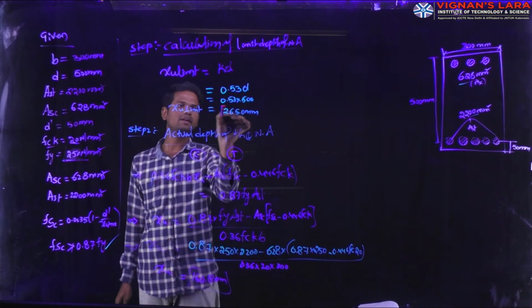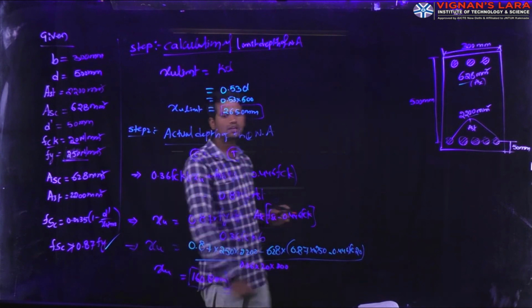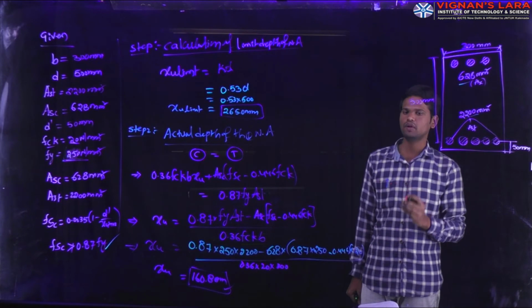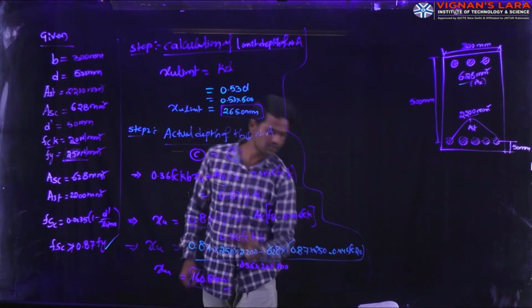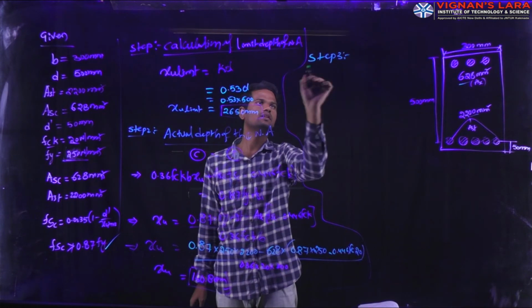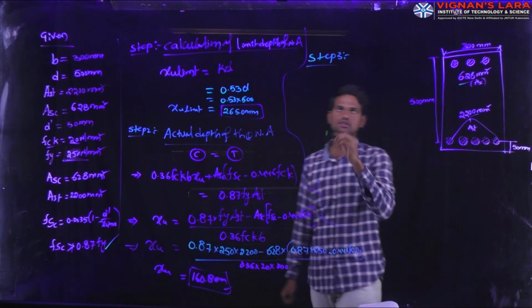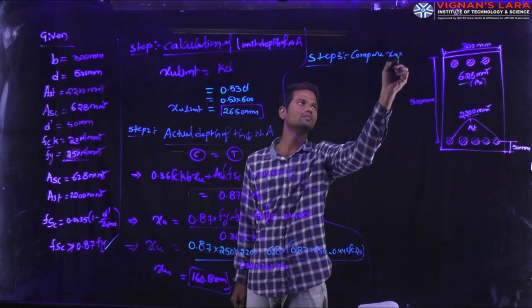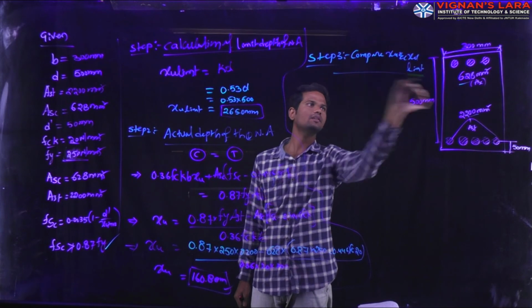We have calculated the limiting depth of the neutral axis, as well as we have calculated the actual depth of the neutral axis. The next step is comparison of the XU value and XU limit value. Now I am writing here the third step, step number 3, what we are having? We are having the comparison of XU and XU limit. Step number 3, compare XU and XU limit.